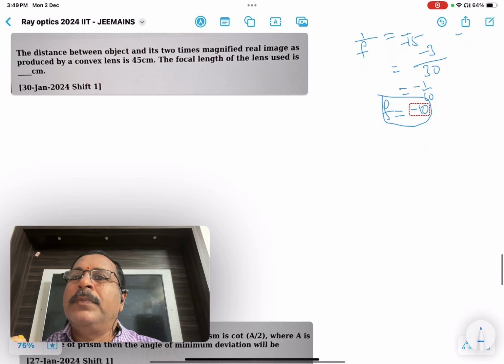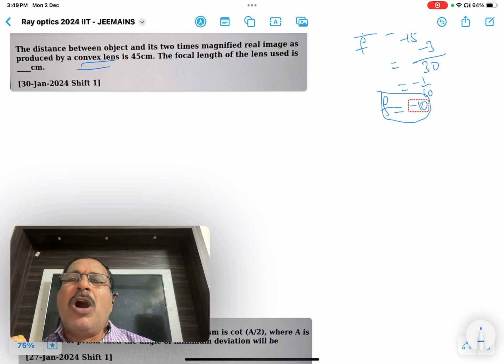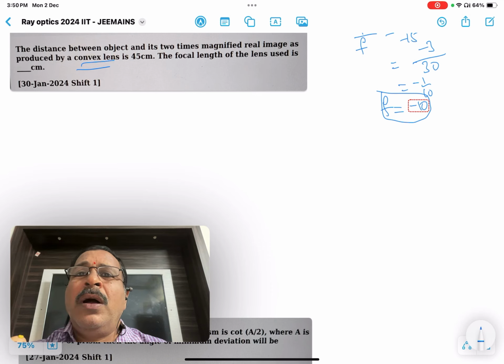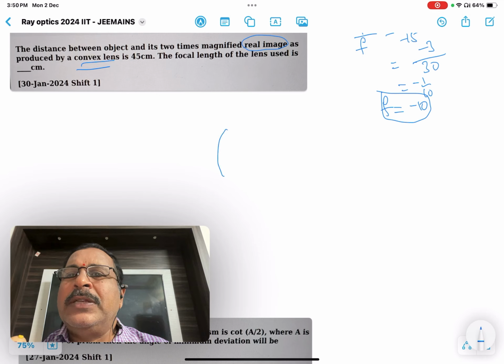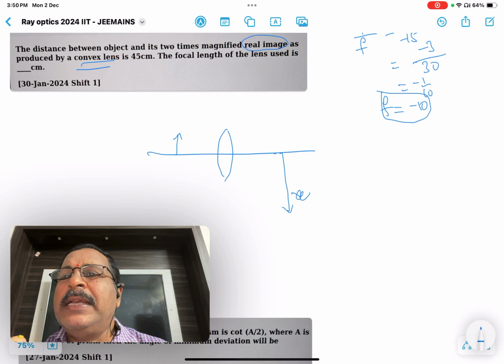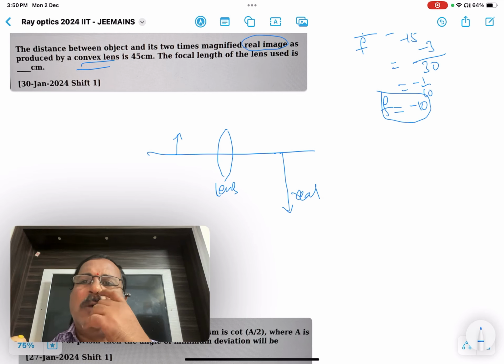Right. Now the distance between object and its 2 times magnified real image produced by a convex lens. Recognize this point. This time a convex lens is given there. Distance between object and magnified real image. Real image, we have to understand. So these two clues are given to us. This is a convex lens. Object is here, 2 times magnified here, like this. Real image it is. In the case of a lens, this is the real image, this is the object.